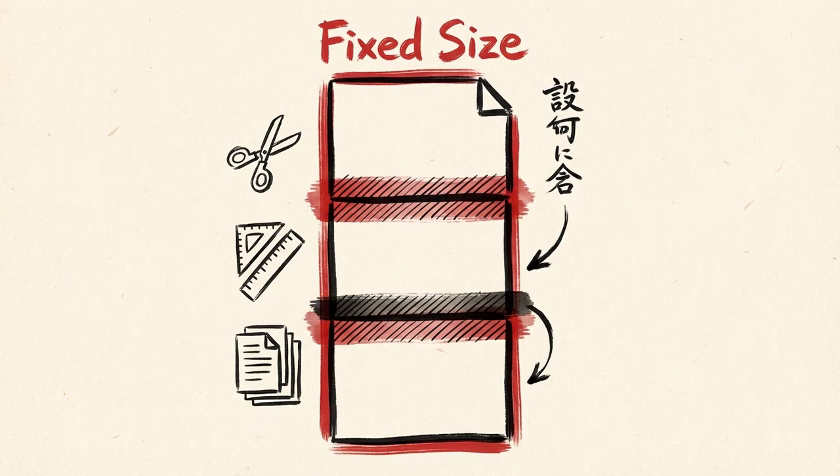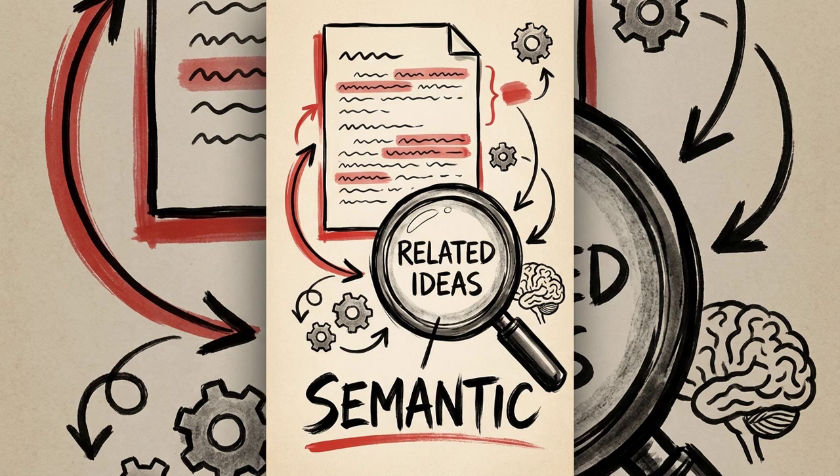The simplest method is fixed-size chunking. We just cut documents into pieces of a specific length, often with some overlap to maintain context. More advanced strategies try to chunk semantically, keeping related ideas together. This might involve splitting by paragraphs, sections, or even using AI to find natural breaks.